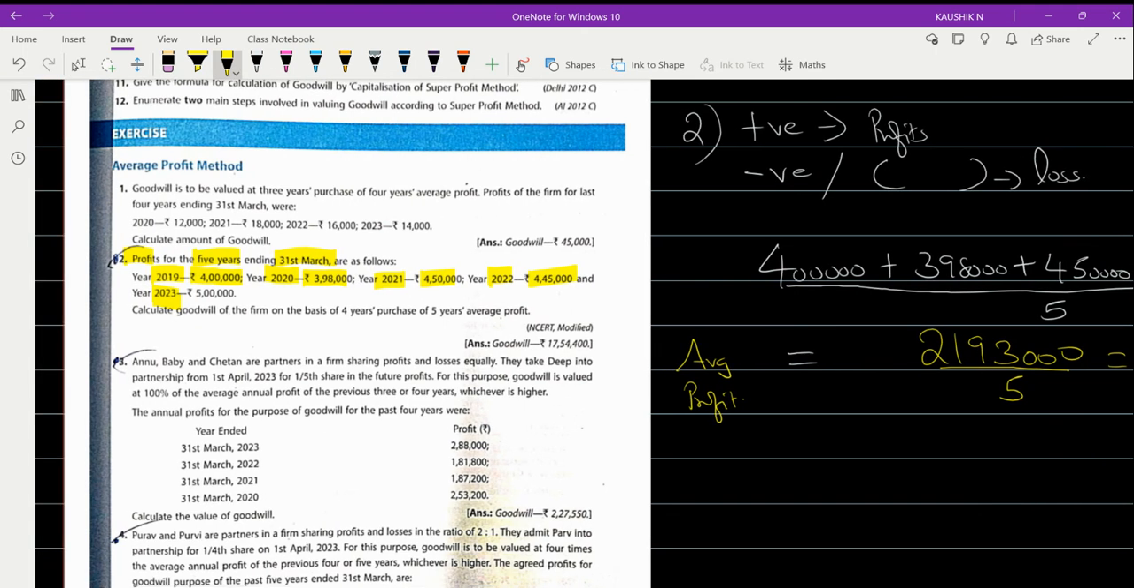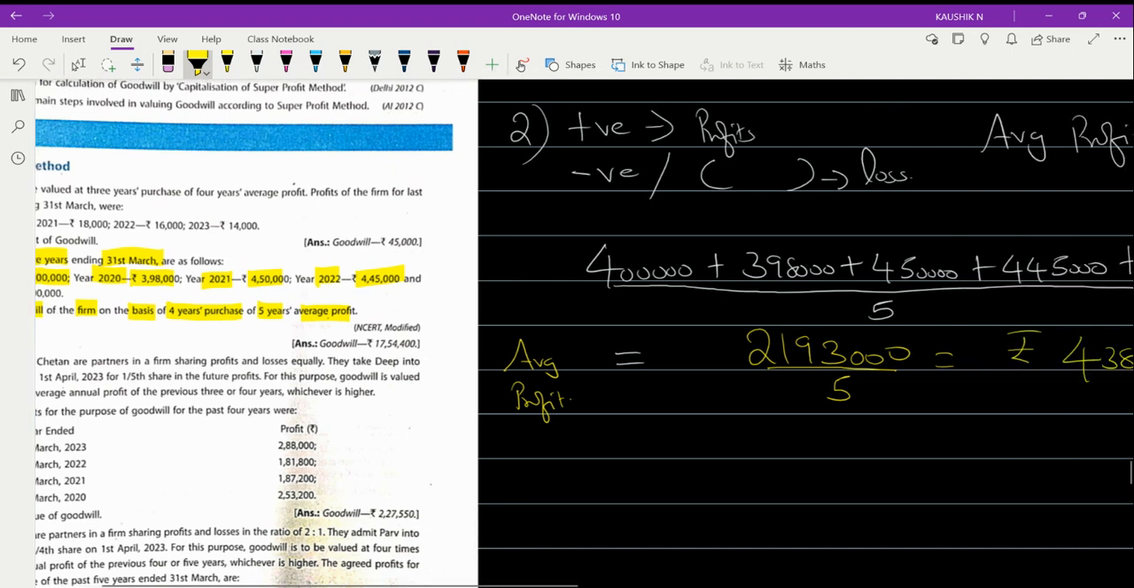What is the method they said? They have said here, calculate goodwill of the firm on the basis of 4 years purchases. So how many years purchases have they said? Four years. 4 years purchase of 5 years average profit. So you have taken the 5 years average, but how many years are they asking you to take the purchases? 4 years purchases.